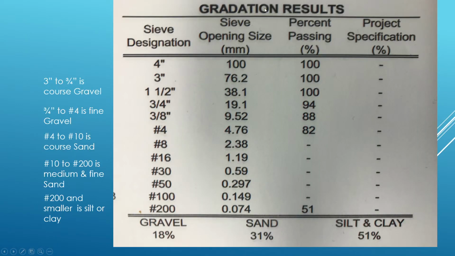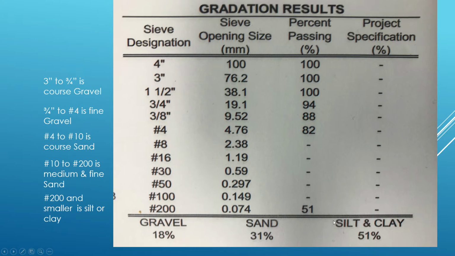So if we look here at gradation results, this is an actual material from Geneva where they used different sieve sizes and were able to tell us how much of the material passed through different sieves. In this case, 18% of the material was gravel, 31% of it was sand, and 51% was silt and clay.